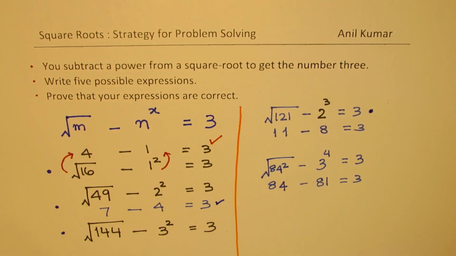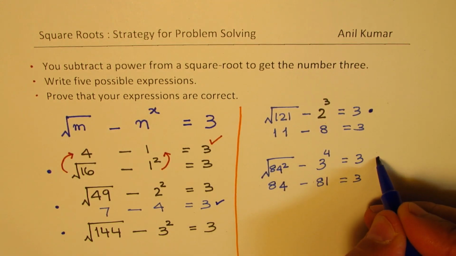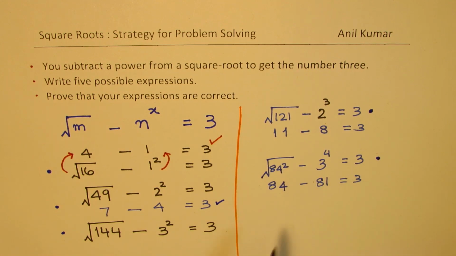So that is the strategy, right? So you could take away any number in this fashion. You get the idea, right? So this number is 3 more than that number, and the one which goes into square root is square of that number. Right. Correct? So that is how we could actually give many numbers.